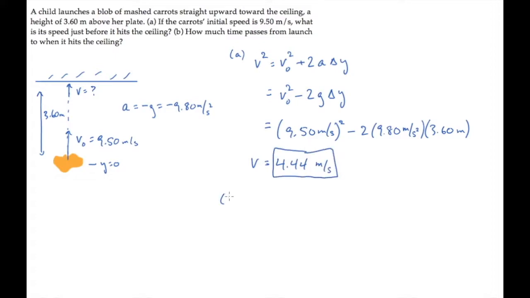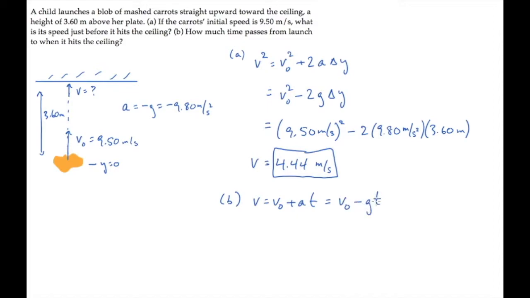Part B asks us to find the time that passes between launch and hitting the ceiling. There are several ways to do this. Perhaps the easiest is to use the time-dependent velocity equation, which tells us that the final velocity equals the initial plus acceleration times time. Acceleration is minus g.